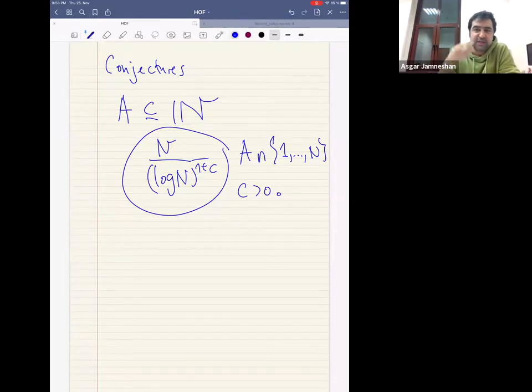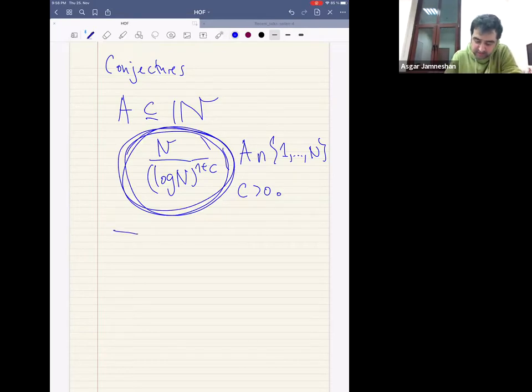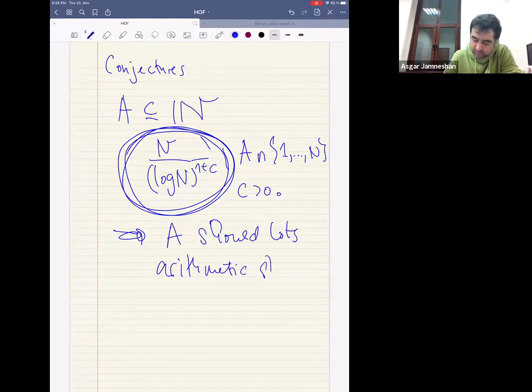This does not mean that it has positive density, but it just means that it has barely positive density. It has maybe density 0, but still it has a considerable growth, with respect to this function. Then A should have lots of arithmetic structure. In particular, this would imply the result for the prime numbers, but this is open. And maybe I end here.